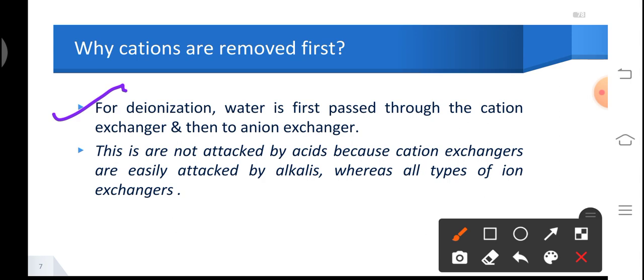When water is first passed through a cation exchanger, salts present in the water are converted into corresponding acids, which on passing through an anion exchanger do not harm it and finally get converted into pure water. If the reverse sequence is used, then on passing water through the anion exchanger, alkali is produced first, which is going to harm the cation exchanger in the subsequent step. Thus, such a sequence is usually avoided.